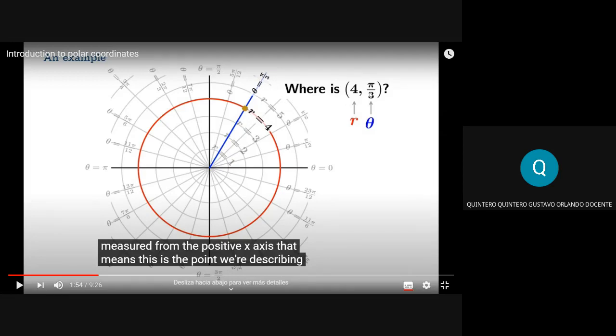But in case you don't know where pi over 3 is, well, you change it to degrees. pi over 3 is exactly 60 degrees. So you take your protractor and measure 60 degrees. All right?